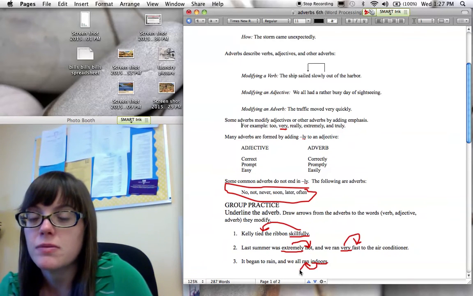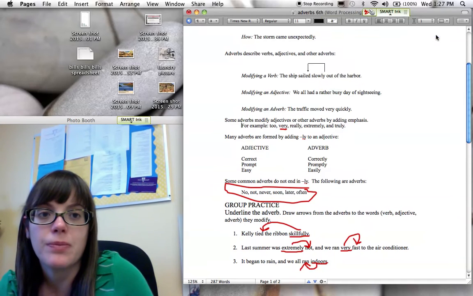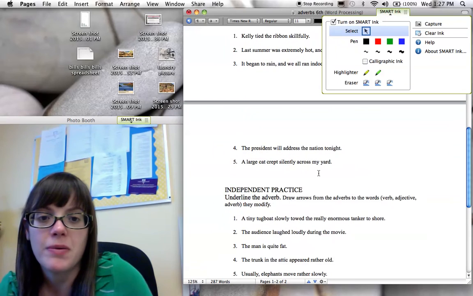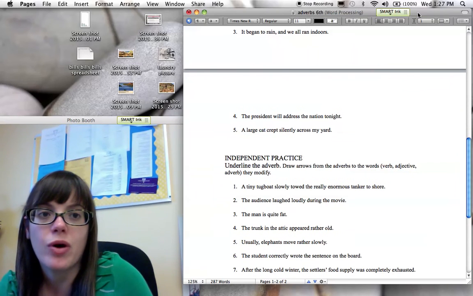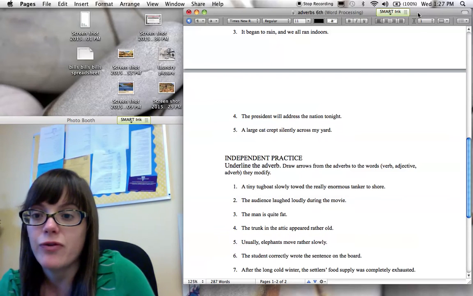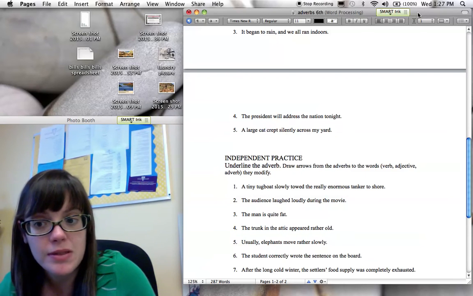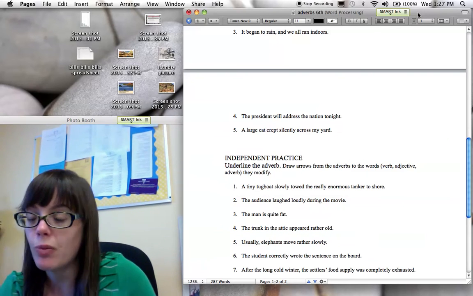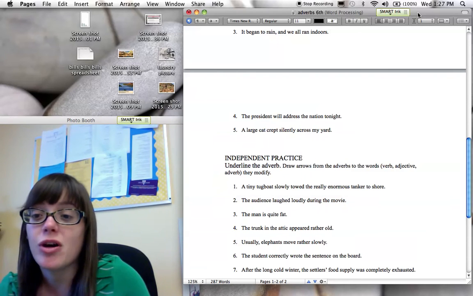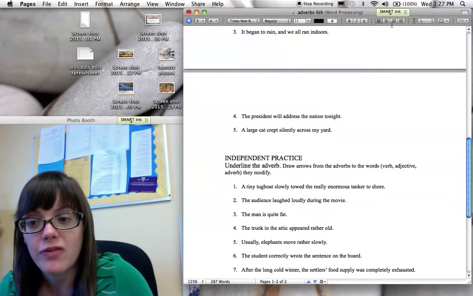We ran indoors. All right, now what I want y'all to do, let's go ahead and flip that page over, and I want you to go ahead and work on 4 and 5 on your own. So take a look at 4 and 5, underline your adverbs. Remember that there could be more than one, so make sure you're looking closely at it. And then draw an arrow from your adverb to the word it's modifying.